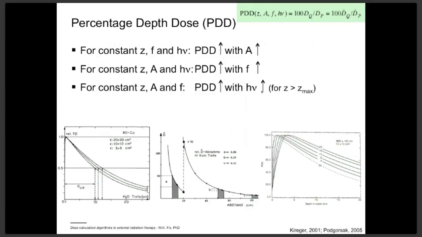Finally, if we change the energy and increase the beam energy, the PDD is again rising due to the increased penetration of higher energy photons.